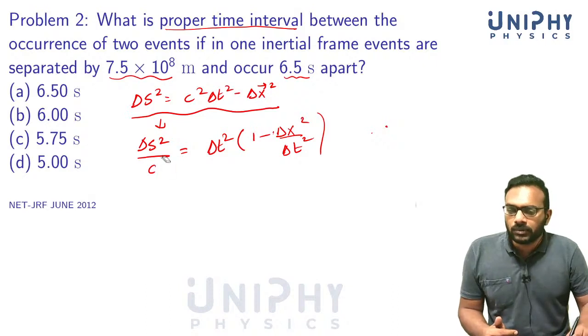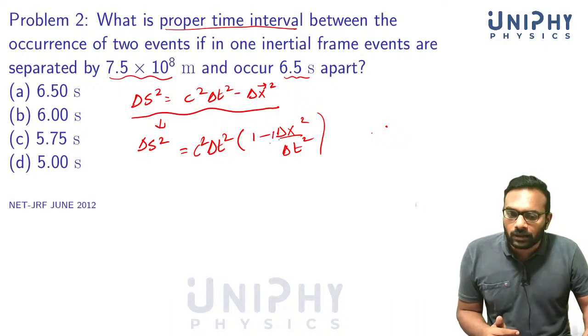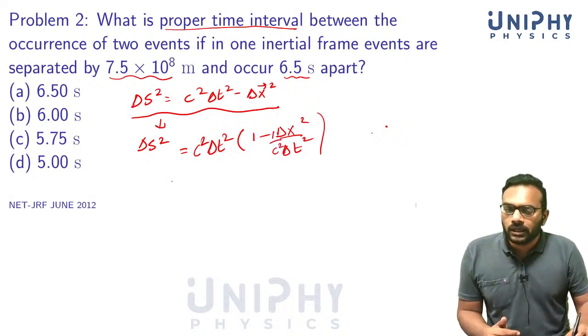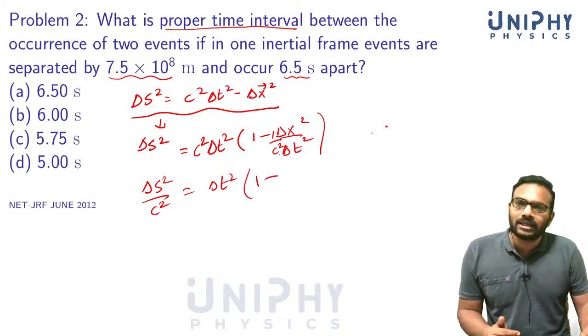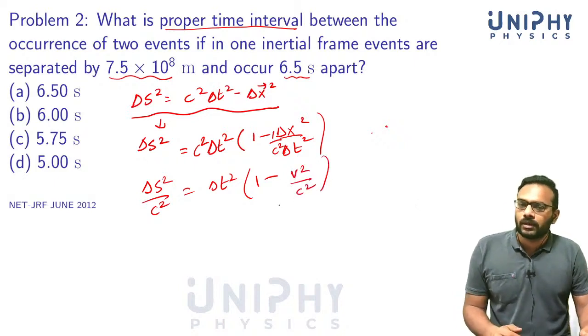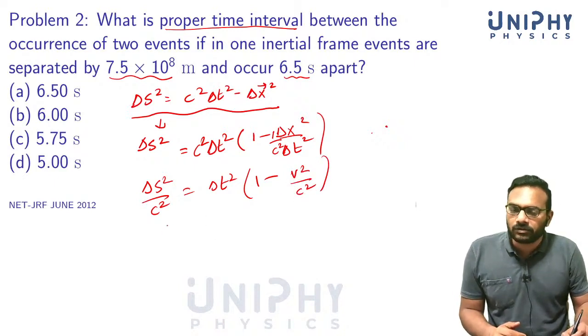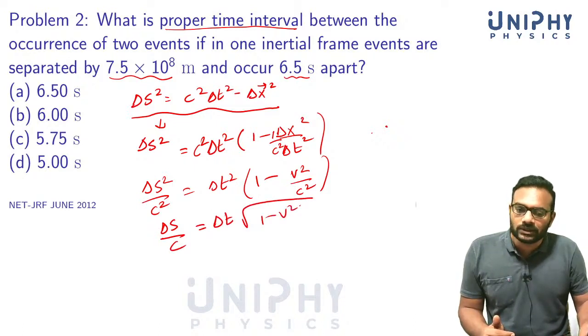Or we can maybe write one more step. I will pull the c square delta t square outside, so there is a 1 by c square there also. Now, what is this? You see that delta s square by c square is equal to delta t square multiplied by 1 minus, what's this delta x by delta t? That's a velocity. So it is v square by c square. Now, you see that we get back the expression for proper time, because if you take square root on both sides, delta s by c is equal to delta t square root of 1 minus v square by c square.